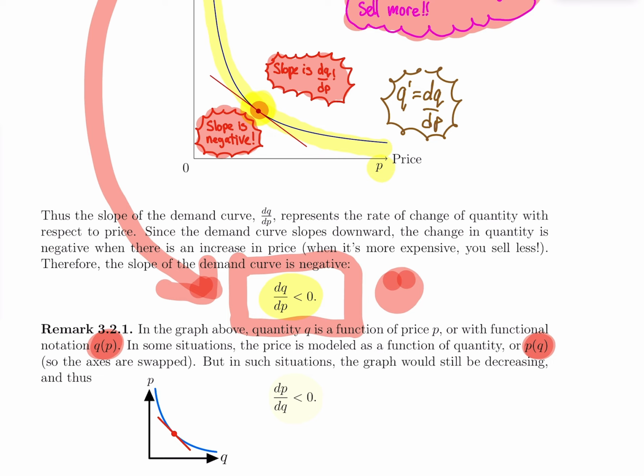If you pick any point, you're going to get something negative. But now price is a function of quantity, so you will get that dP/dQ is also negative. So it does not really matter if you are using p on the x-axis and q on the y-axis or vice versa. These curves will always be decreasing, and those derivatives are always going to be negative.